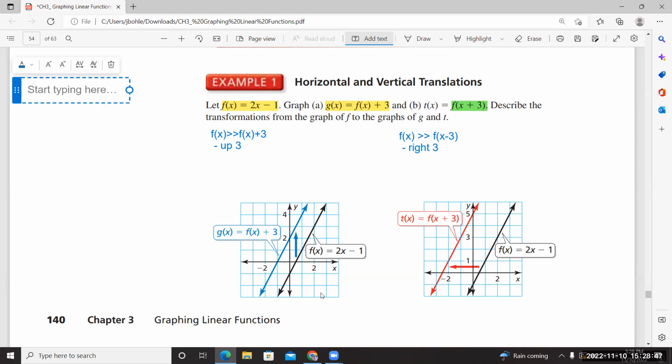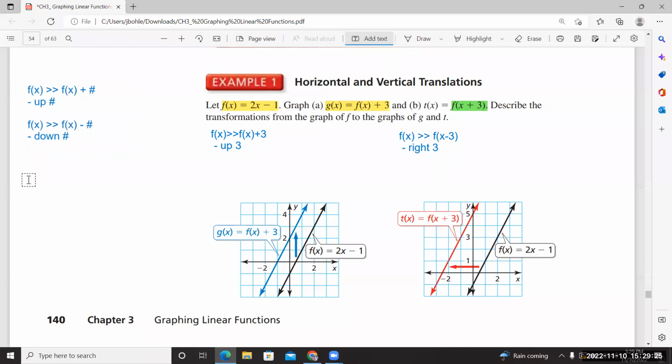So we can categorize this. If I take any function f of x and I transform it in a way such that I'm adding a number on the outside, that will move it up, whatever that number is. Whereas if I take my function f of x and I minus a number on the outside, so if I plus a number on the outside, it moves it up. If I minus a number on the outside, it's going to move it down, whatever that number is.